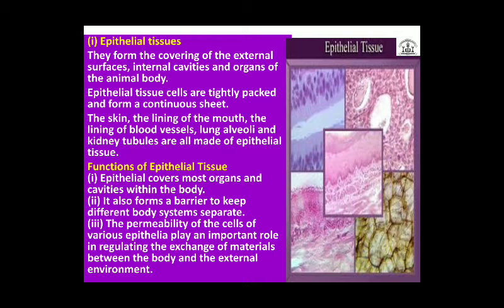Here, the occurrence of the epithelial tissue is in the inner lining of the mouth, linings of blood vessels, covering of other organs, and cavities in the body. So where are all these epithelial tissues found? They are found in the inner lining of the mouth, lining of blood vessels, covering of other organs, and cavities in the body.